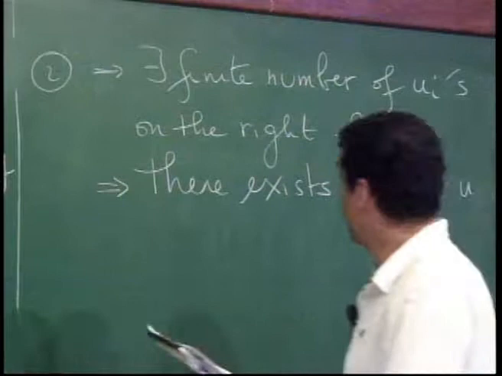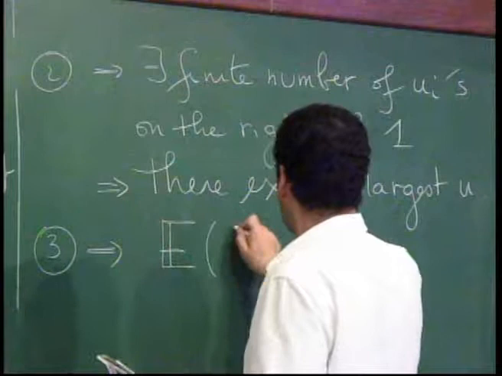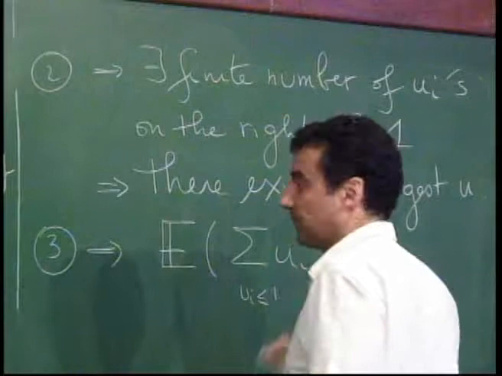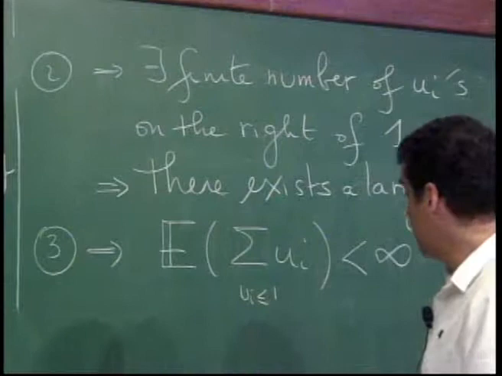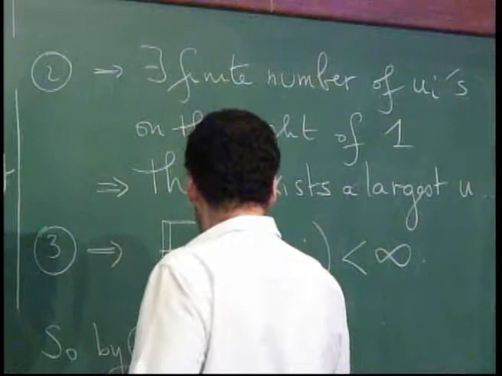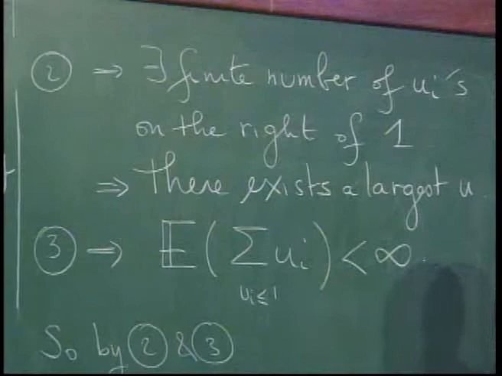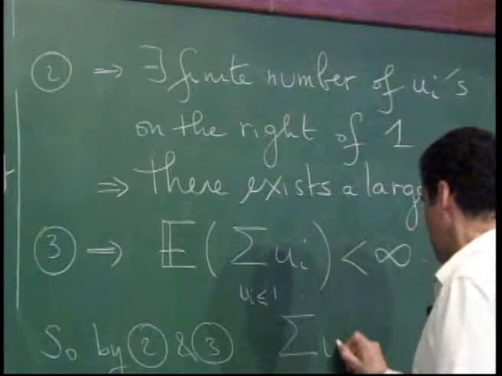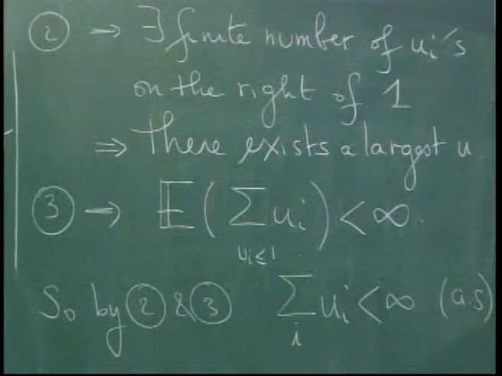So that's two. And then third, this thing implies that the mean number, the sum of the U_i's, if you want, for the U_i's smaller than one, is finite. Okay? So by two and three, the sum of the U_i has a finite mean for the U_i's which are on the left of one, for the poor people. So of course it's finite. But since on the right of one you have a finite number of them, the whole sum is finite almost surely. Right? So this means that the total wealth, if you want, is finite.